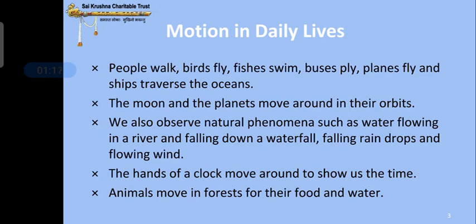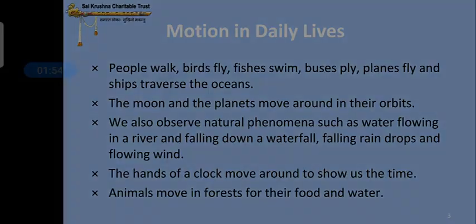So where the motion is occurring, like water flowing in a river, the water is flowing. So water is in motion, right? Like that we observe a few natural phenomena. And the hands of a clock move around to show us the time. Have you all observed the watch? Yes or no? So what happens in that? The hands of the clock move, right, in order to show us the time. And animals move in the forest for their food and water. So these are a few daily life examples of motion.